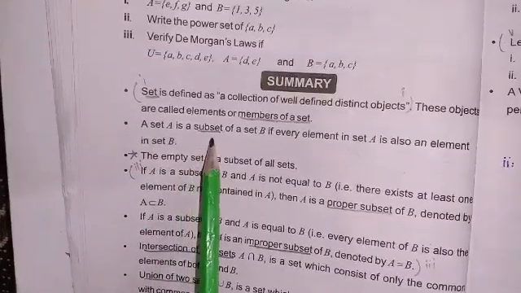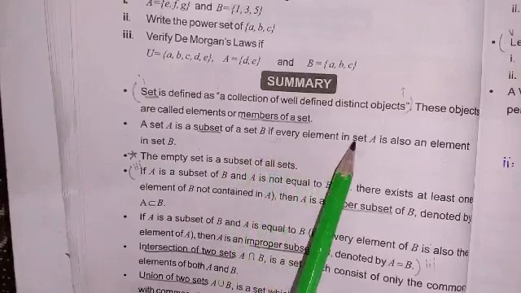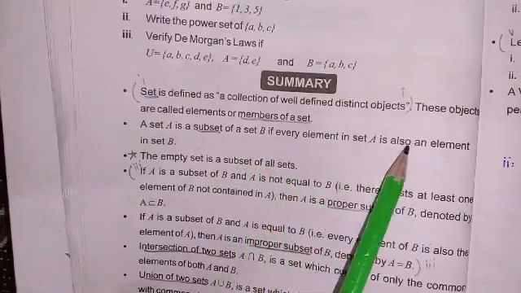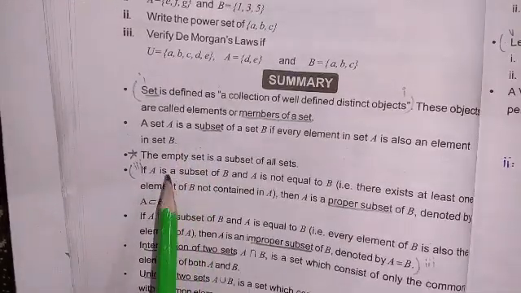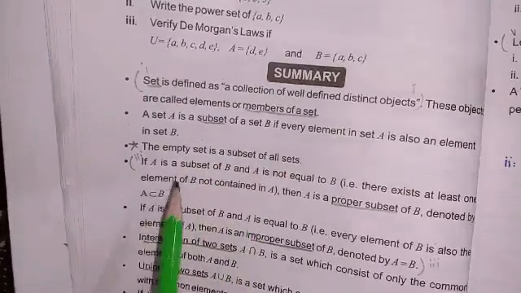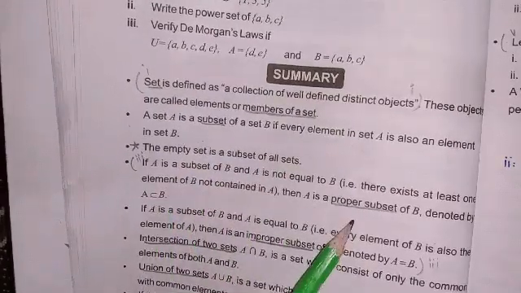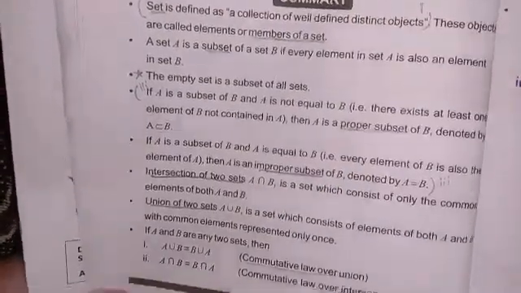Next definition is of subset. A set A is a subset of a set B if every element in set A is also an element in set B. Next point is just information given to us: the empty set is a subset of all sets. Then I told you this is the definition of proper subset, and next is the definition of improper subset.